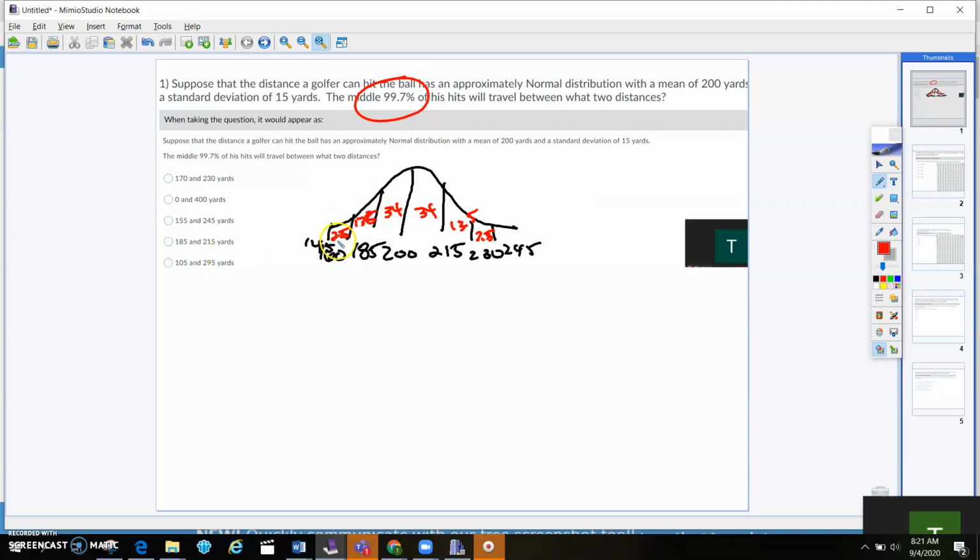So that's going to be from 145-ish to 245. Now here's the issue. None of these say 145. What's the closest thing to 145? Right here. That's between 155 and 245. So even though it's supposed to be 145, this one is going to be the closest to it. The goal of this is that you have to know the percentages underneath the curve.